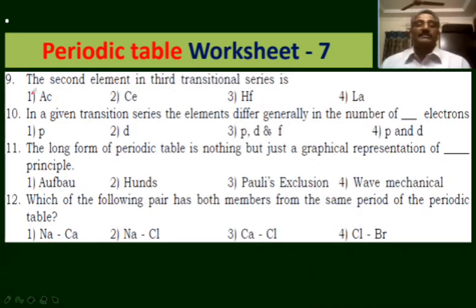Next, 9th question. The second element in the third transition series, the third transition series lies in which period? The first transition series starts in the 4th period. The second transition series starts in the 5th period. And the third transition series starts in the 6th period.